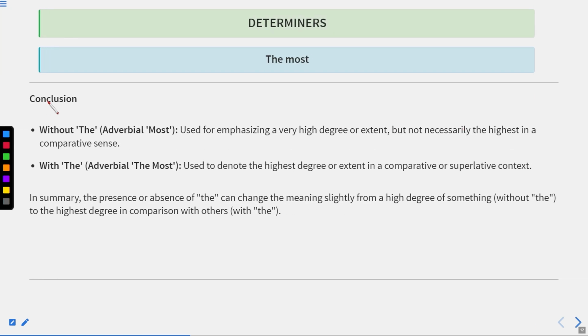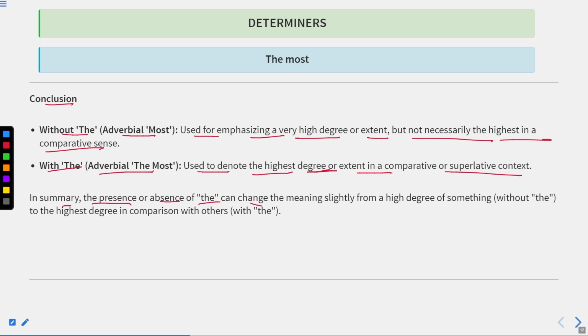Okay. Now, conclusion. Without the, adverbial most is used for emphasizing a very high degree or extent, but not necessarily the highest in a comparative sense. With the, adverbial the most is used to denote the highest degree or extent in a comparative or superlative context. In summary, the presence or absence of the can change the meaning slightly, from a high degree of something without the to the highest degree in comparison with others with the. Okay. Now, if I add the, it means it will make the thing at the highest level. But if I don't use the, it will make something to a very great extent, but not the highest. Okay.